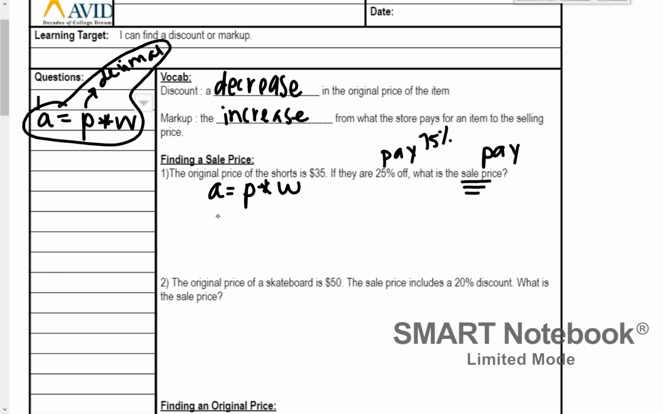So our part, we're not sure how much that sale price is going to be, but it's going to be 0.75 times $35, because we make that percent into a decimal by moving it twice to the left. Then in our calculator, we can take 0.75 times 35 to get our sale price of $26.25.